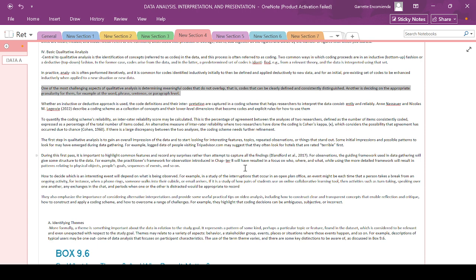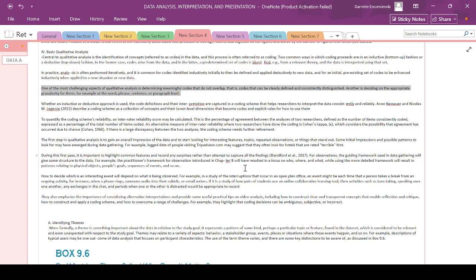code implies. An alternative measure of inter-rater reliability, where two researchers have done coding, is Cohen's kappa, which considers the possibility that agreement has occurred due to chance. If there's a large discrepancy between the two analyses, the coding scheme needs further refinement.